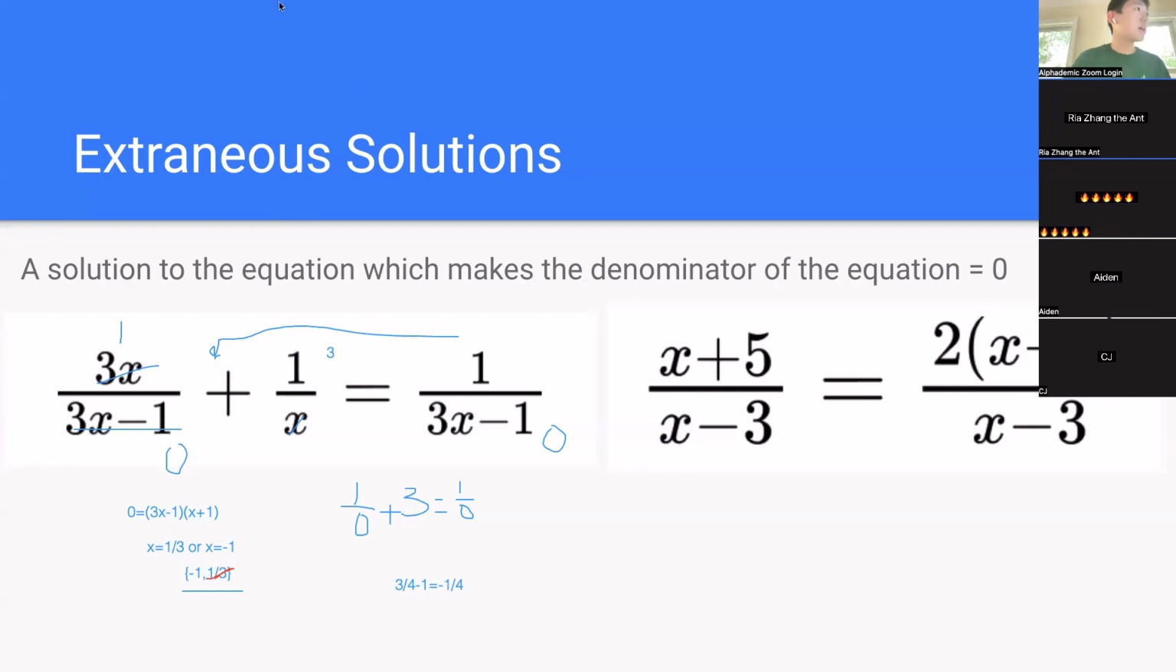Okay, let's take 2 minutes and just work on the second problem, and find the real solution and the extraneous solution of the problem. After you're done, just type the extraneous solution and the real solution into the chat box, and I'll take a look at it.